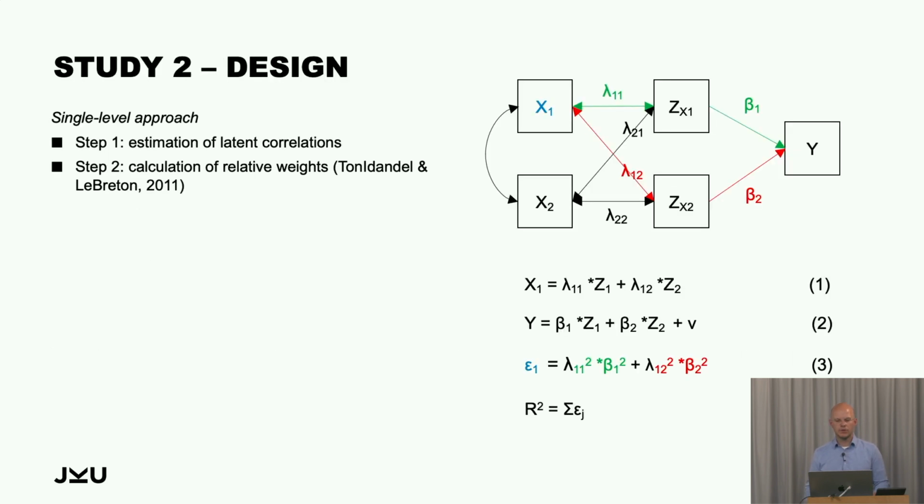Regarding the analytical approach, we did a two-step approach within the single level framework. First, we estimated latent correlations among the study variables. We used those latent correlations to calculate relative weights when predicting perceived student achievement. We did so instead of using traditional regressions because these led to inadmissible solutions due to multicollinearity problems. I won't go into the details of relative weight analysis, but I will go straight to the findings.